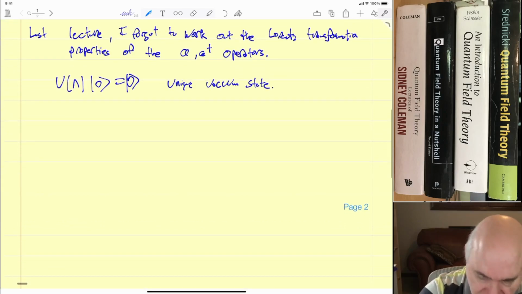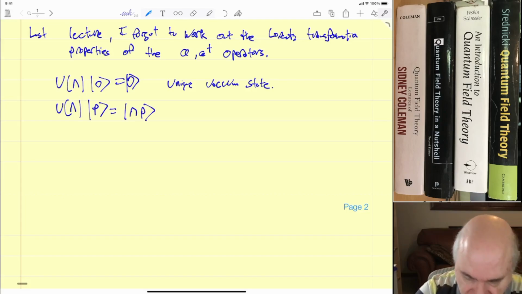And for single particle states, we've always assumed, it's hard to remember what we postulated and what we didn't. So this just says that under a unitary Lorentz transformation, we're going to map a state p, and the Lorentz transformation is lambda, to the state lambda p.